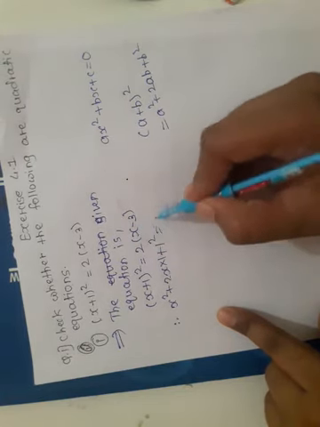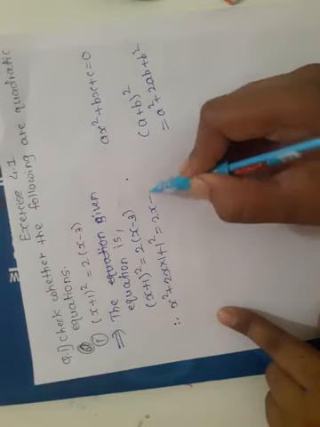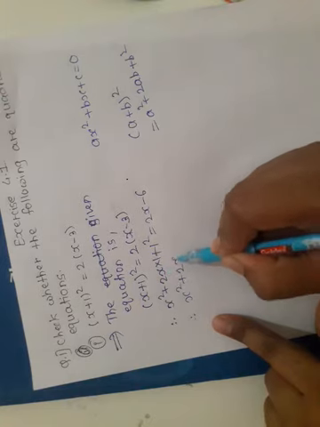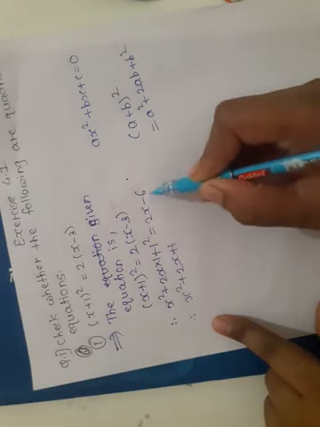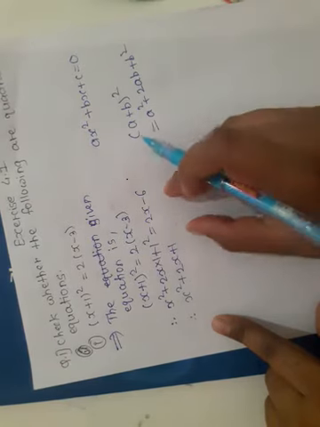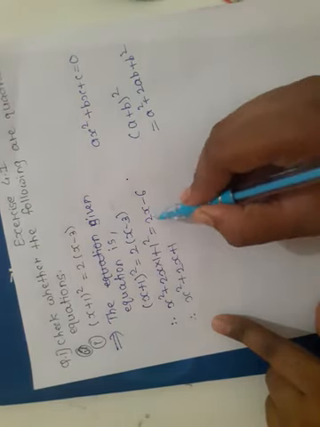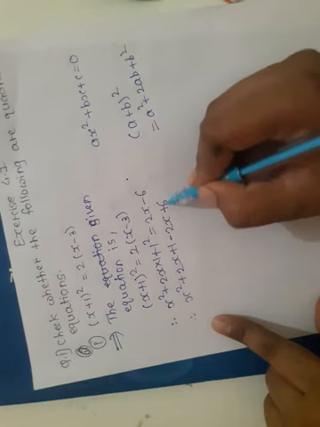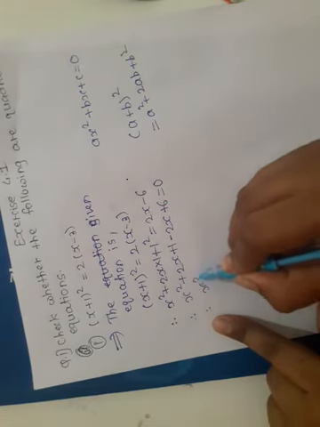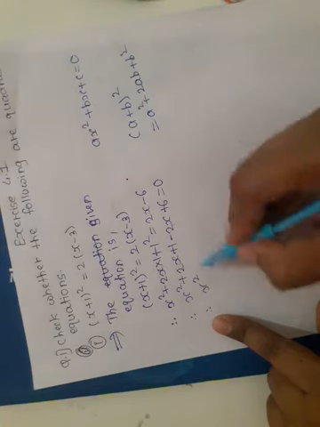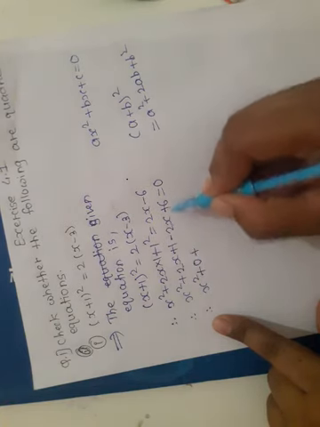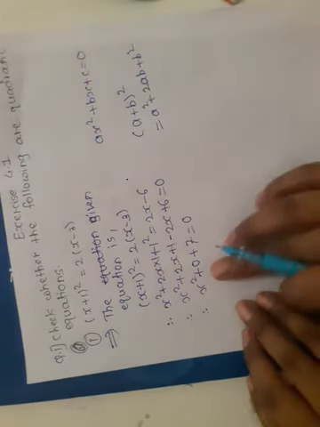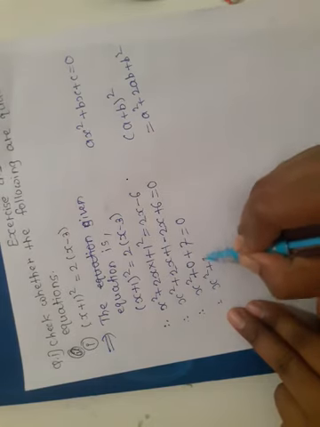Multiply this bracket by 2, we get 2x minus 2 into 3 is 6. Therefore we get x square plus 2x into 1 is 2x plus 1 square is 1, equal to 2x minus 6. Transpose this term to the LHS side. In this side only 0 is remaining. 2x is positive, it becomes negative, and minus 6 becomes plus 6, equal to 0. Therefore we get x square, 2x minus 2x is 0, plus 1 plus 6 is 7, equal to 0. So we get this equation, x square plus 7 is equal to 0.